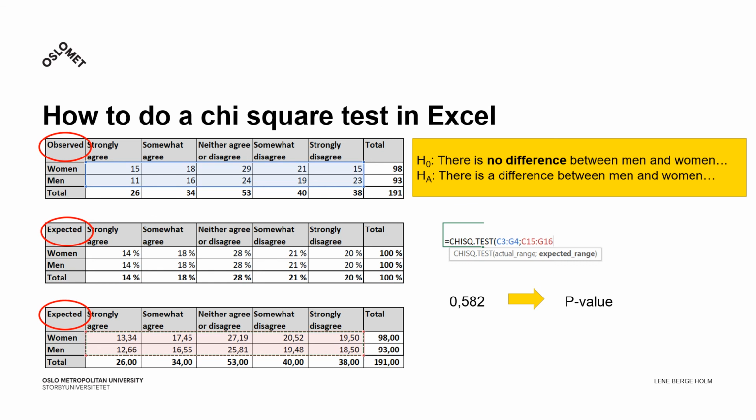So this proves that there is no difference between men and women. Well, actually, it doesn't really prove that there is no difference, but I cannot reject my null hypothesis. So I can't say that there is a difference between the men and the women. The p-value is much higher than the significance level.